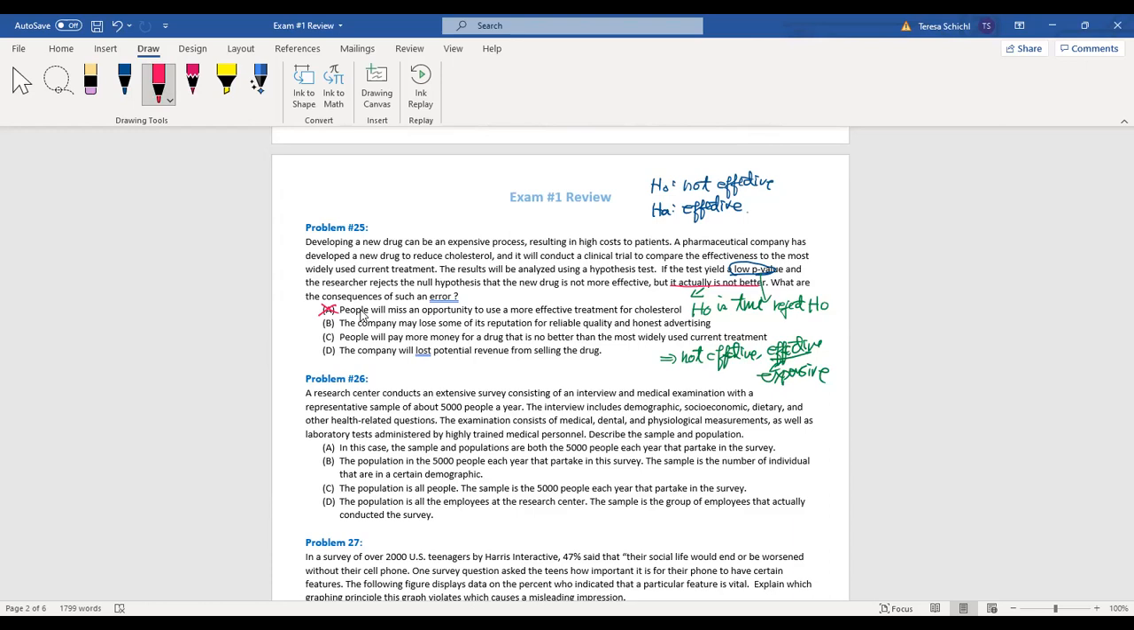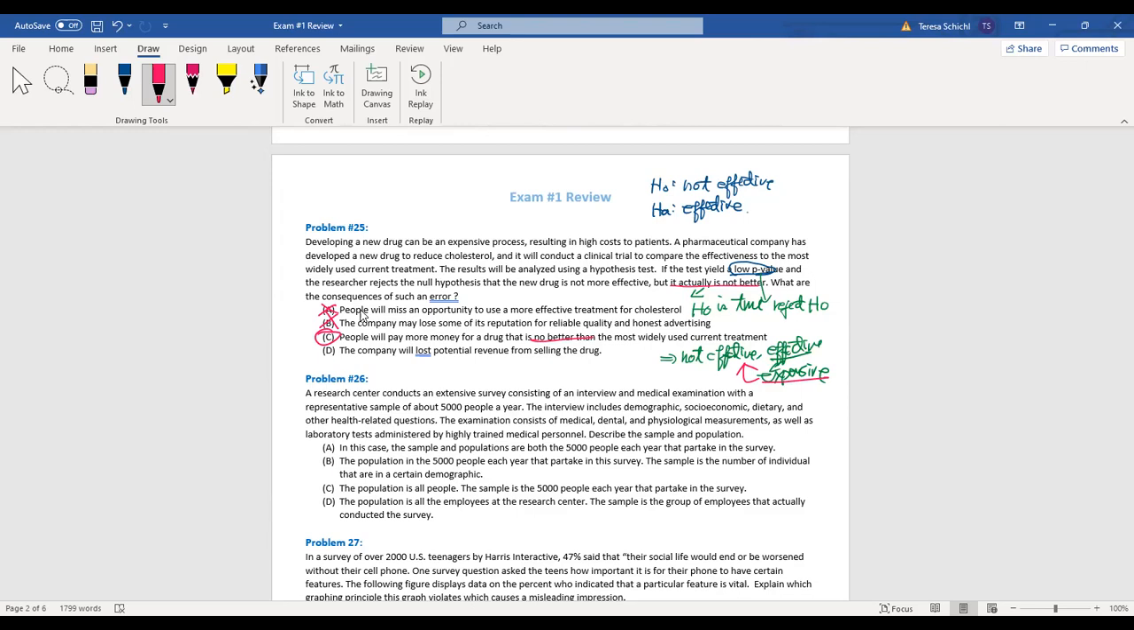Let's say the company may lose some of the reputation for reliable quality and honest advertising. No, we don't know about that. Then part C says people will pay more money for a drug. This drug is pretty expensive, and if it's effective, it's okay. But if they pay more money for a drug that's no better than the widely used one, they pay more money but it is not effective. That is the type of error we're making here.